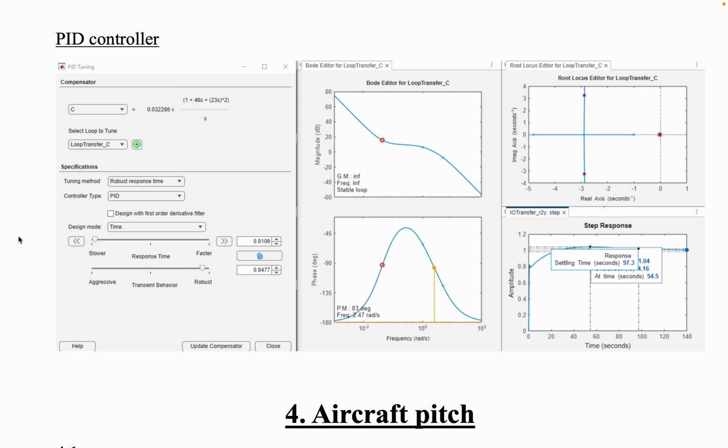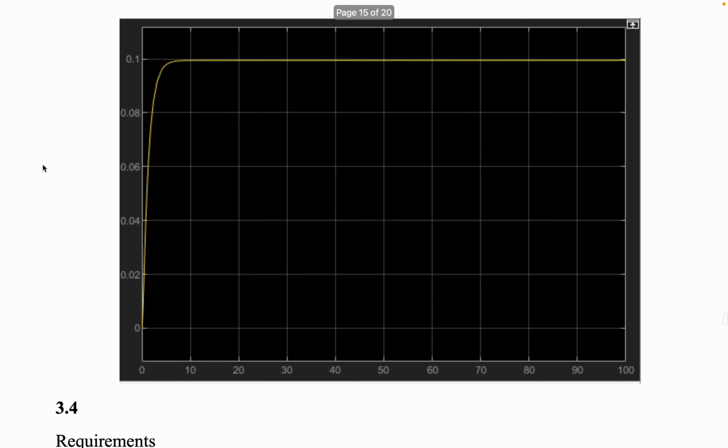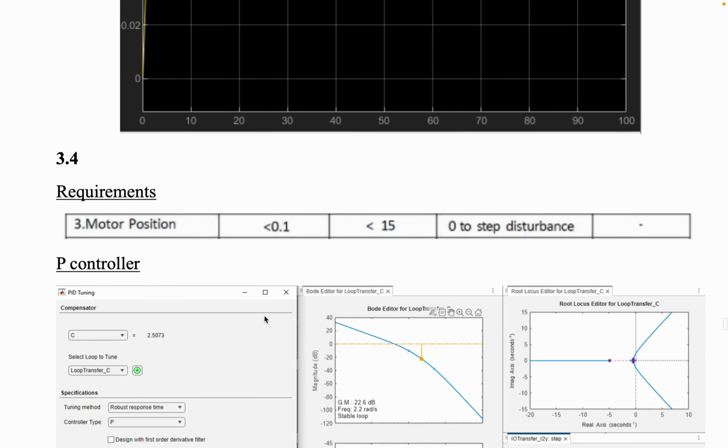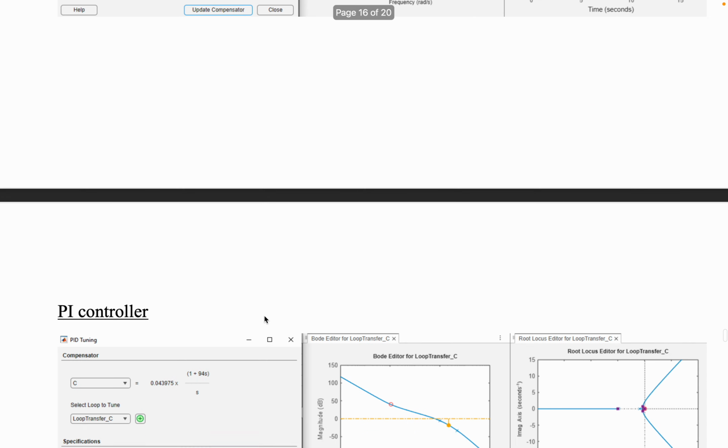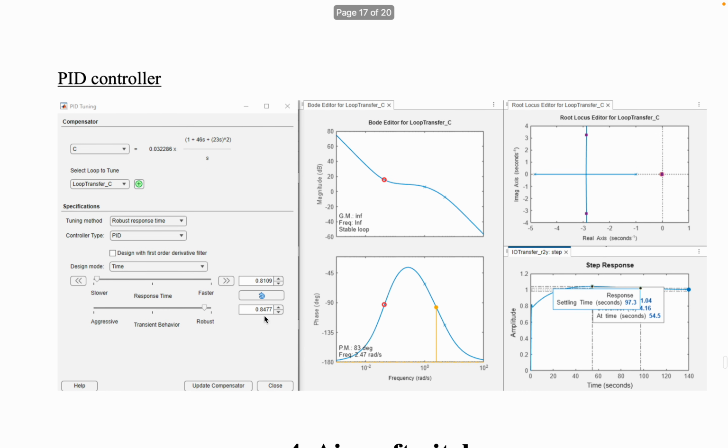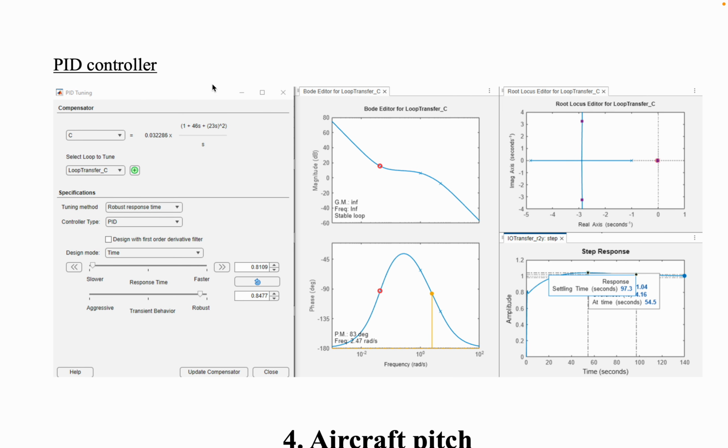But as you can tell, the settling time for these four controllers does not meet the requirement, which is to be less than 0.1. In the control tuner, I could not tune any controller to make the settling time less than 0.1. This is because the system has high inertia. It reacts slowly by nature.